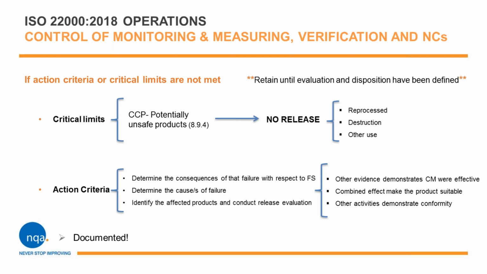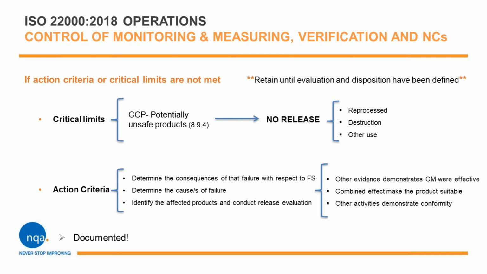So we can't release this product. They can only be reprocessed, they can be destroyed, or they can be given another use that doesn't jeopardize food safety in the food chain. So if critical limits are not met, we don't release them. Potentially unsafe, we identify them, and then we have three options: reprocess, destroy them, or other use. For action criteria, the standard gives more options, so it's a bit more open with regard to the action criteria. I don't really agree with this because it should be the same kind of strictness for the OPRPs, but the standard says so, so we need to comply with this.